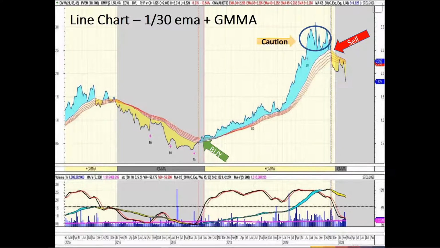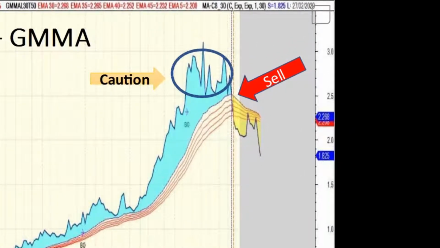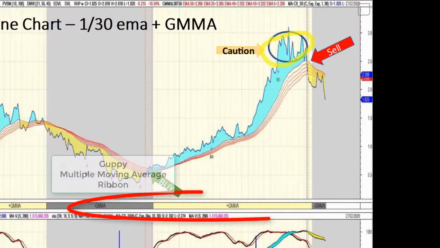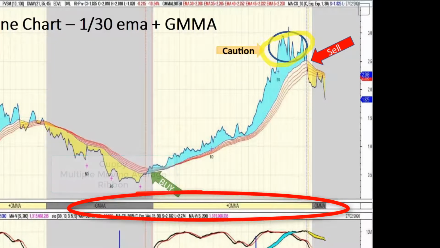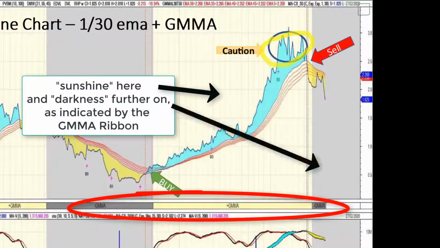Whilst I like candlestick charts, I think particularly up here at this caution area, you can see a lot of activity, and suggests to me that there's fundamentally a balance between buyers and sellers, and at that stage they're warning signals to me. Once again, we've got the Guppy and multiple moving average down the bottom. This stock's out into sunshine. It's now headed at the sell area. It's headed back into darkness.